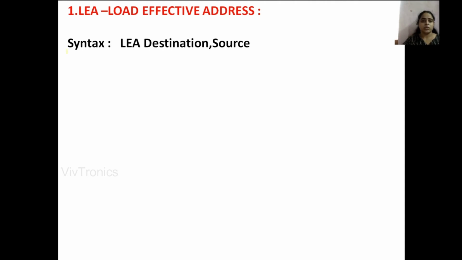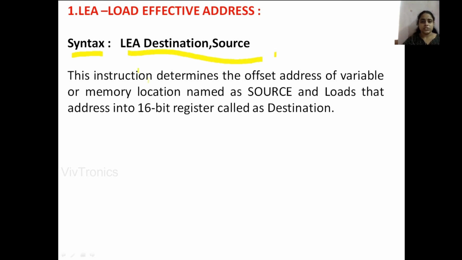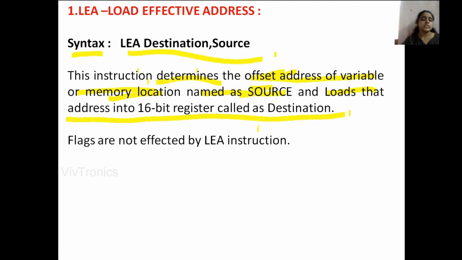So the syntax of this load effective address is LEA destination, source. The functionality of this instruction is that it determines the offset address of the variable or memory location named as source and loads that address into the 16-bit register called destination. So this instruction evaluates the offset address of a variable or any memory location called source, and that address is loaded to the corresponding 16-bit register. All these instructions operate on 16-bit registers only.